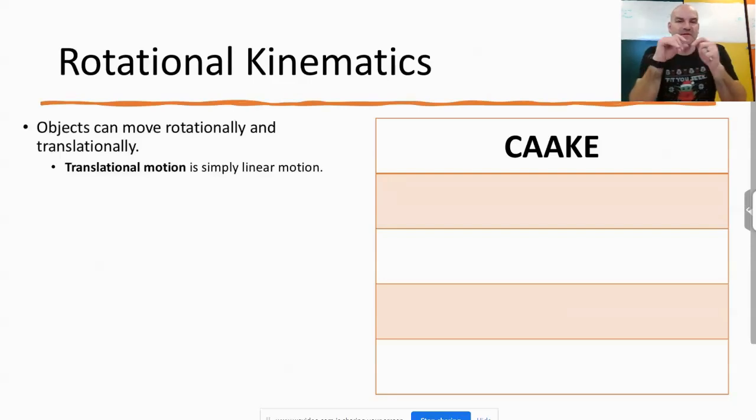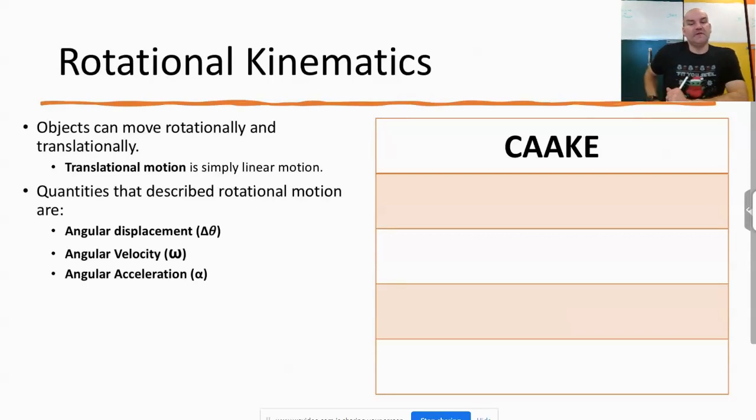So what's going to happen is now, instead of objects only moving translationally, and translational motion is just simply linear motion, they're also going to be rotating. So some of the quantities that we'll be using to describe rotational motion, because remember, that's what kinematics does, it describes the motion. The first one is angular displacement. So what that really is, is how far does an object rotate? It is measured in radians.